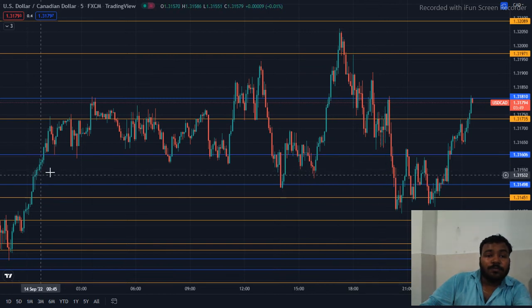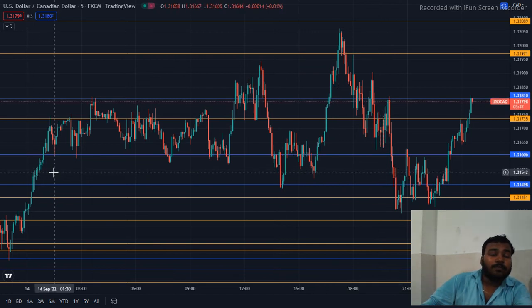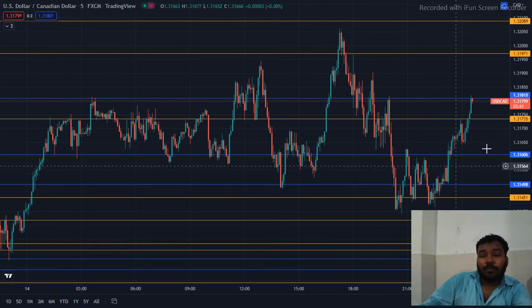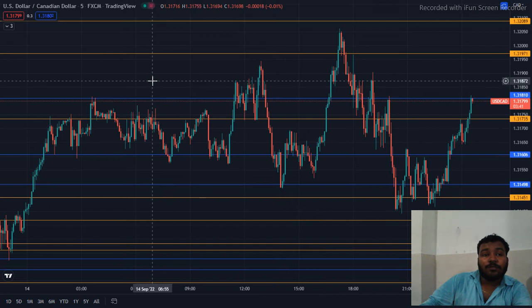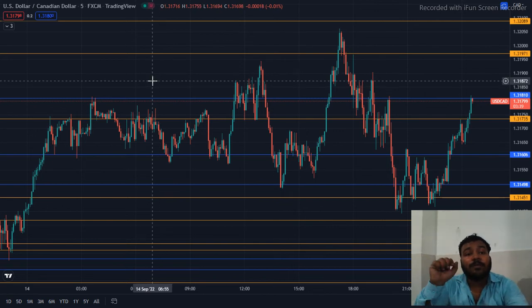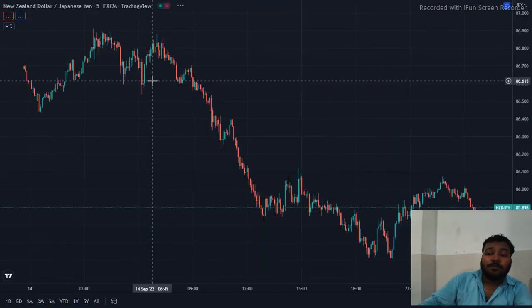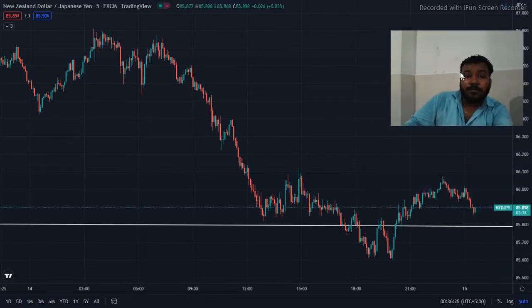this is a zone. If anyone can draw and show me, just share it to my WhatsApp or Telegram. Okay, so these are the levels to watch out in the USD Canadian dollar. See how beautifully the market respects the technical levels. So to learn is very important.